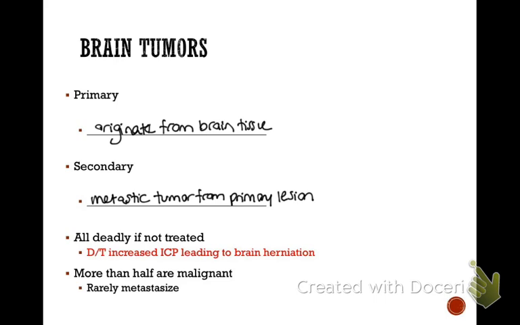More than half of the tumors are malignant, and rarely do they metastasize. So if it's a primary brain tumor that originates, it's rarely going to metastasize somewhere else.